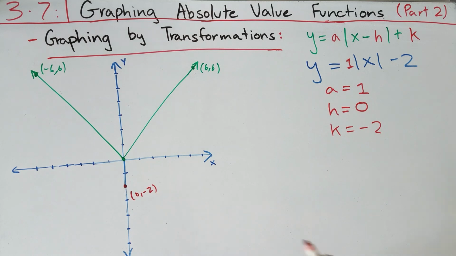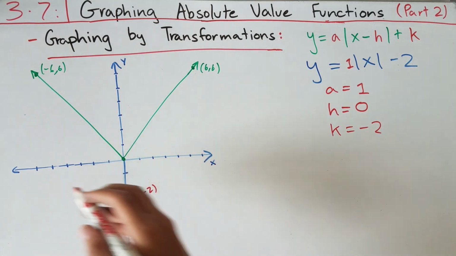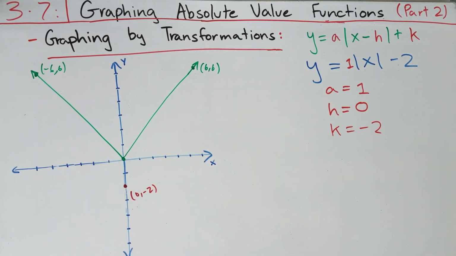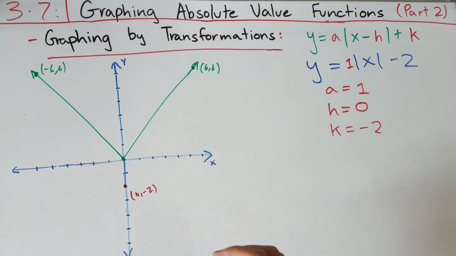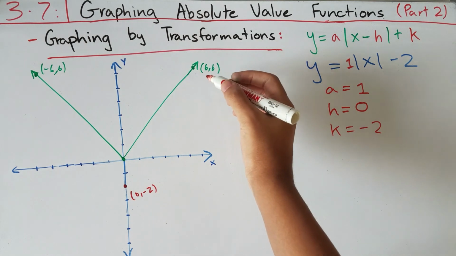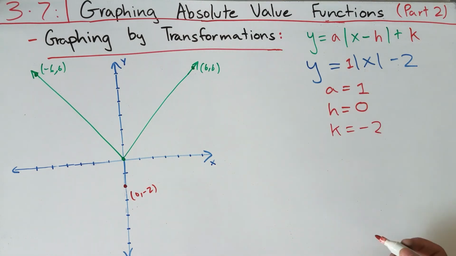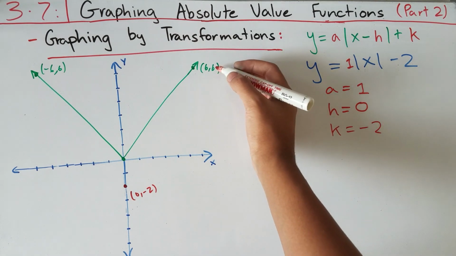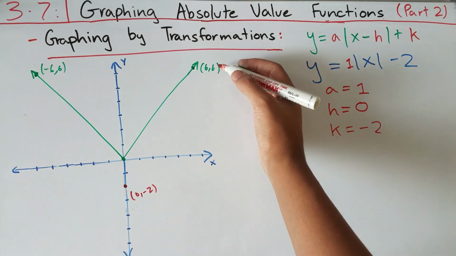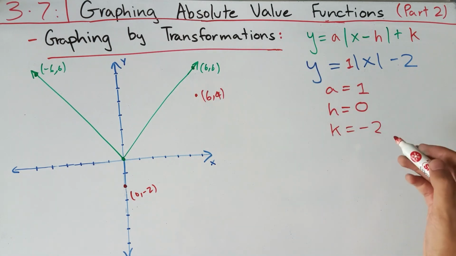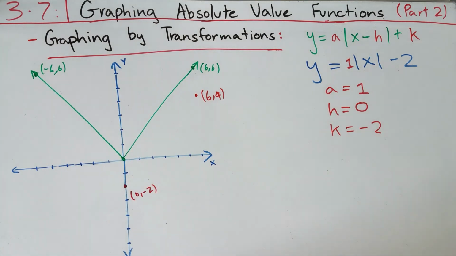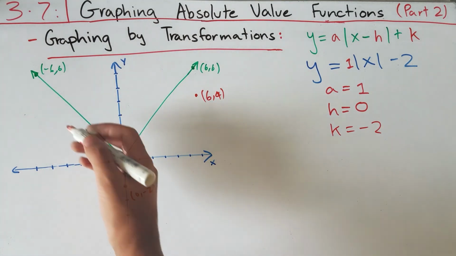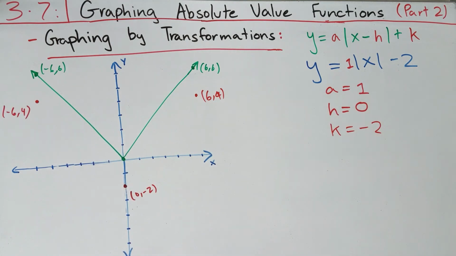Now instead of plotting all the points that lie on the x-axis with their respective y values, we only have to graph 2 points on either side of the y-axis. We know that the parent function has a point of 6, 6, and since our k value is negative 2, we can subtract 2 from this 6 in 6, 6 to get 6, 4 for our new point. From our k equals negative 2, we know that we can subtract 2 from the y value of this point. So our new point would be negative 6, 4.